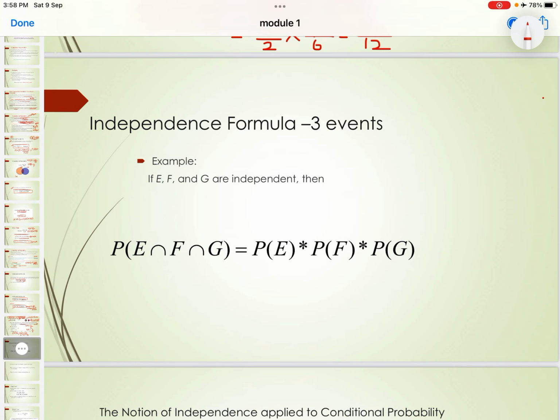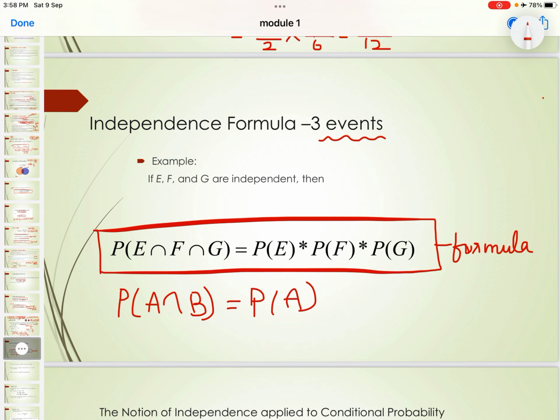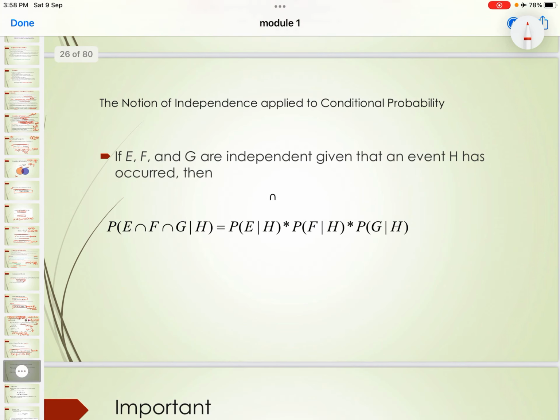Independence formula for three events. Example, if E, F and G are independent, then P of E intersection F intersection G is equal to P of E into P of F into P of G. So this is also an important formula for independent events where there are three events. If there were only two events, say A and B, we said it is P of A into P of B. When there are three events, we say it is P of E into P of F into P of G.